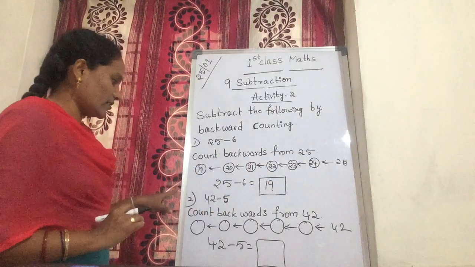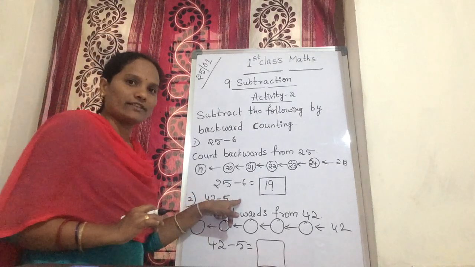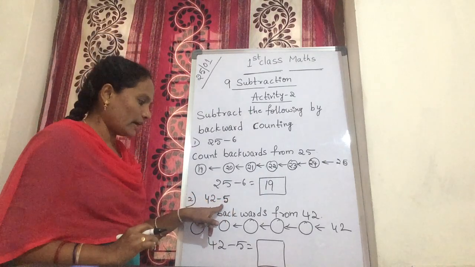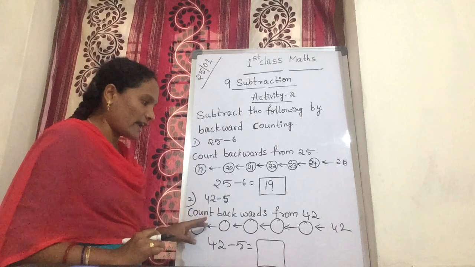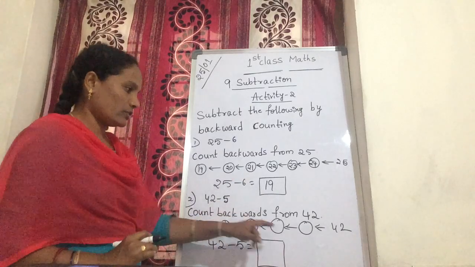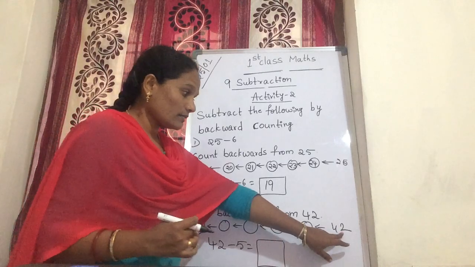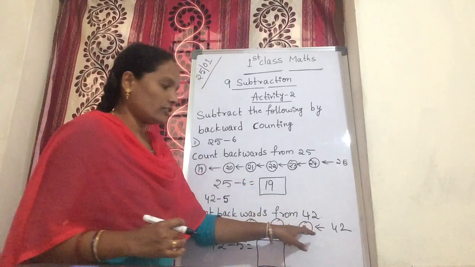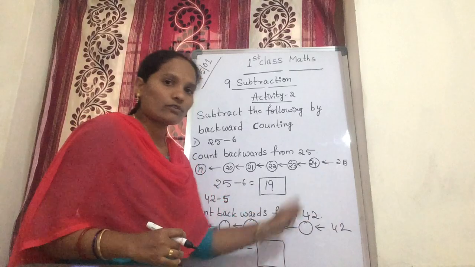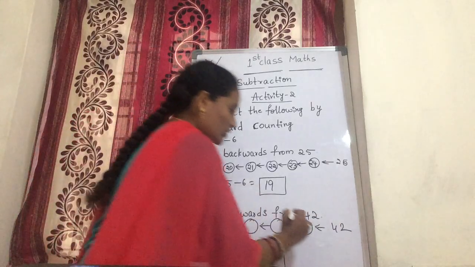Now let's see the next one, Amma. 42 minus 5. What is that? Now this is also backwards from 42. So you are counting, children. All of you tell with me. 42, before what comes? 42 before what comes, children?